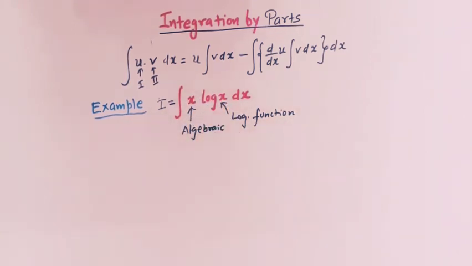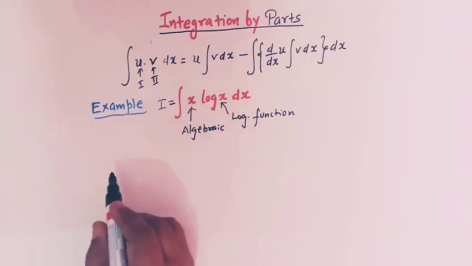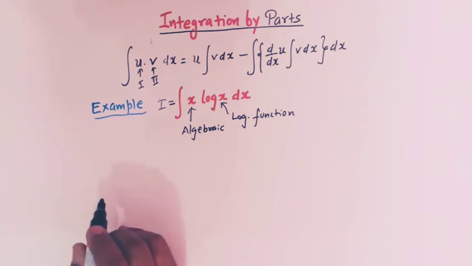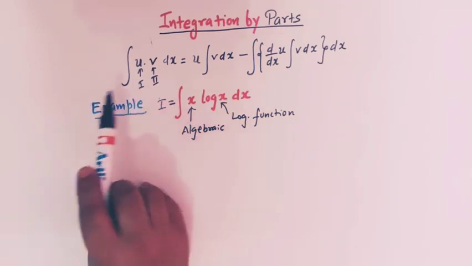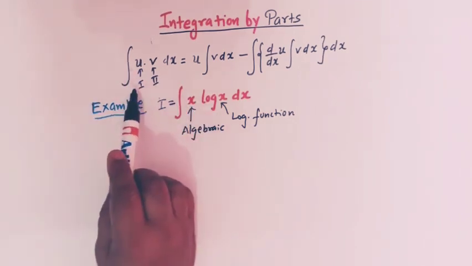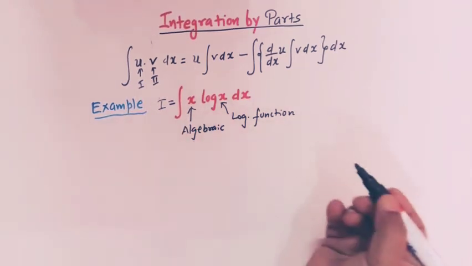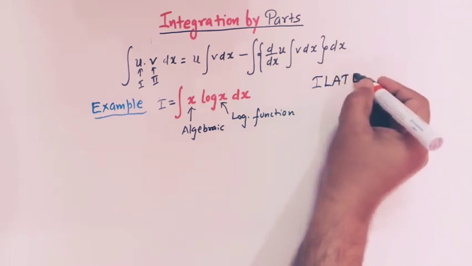Now here one question arises, that is, which function is to be treated as the first function and which is to be treated as the second function. So here we'll make use of one trick or a method to decide which function is to be treated as first function and which as second function. So the rule goes like this, and the rule is ILATE, right?